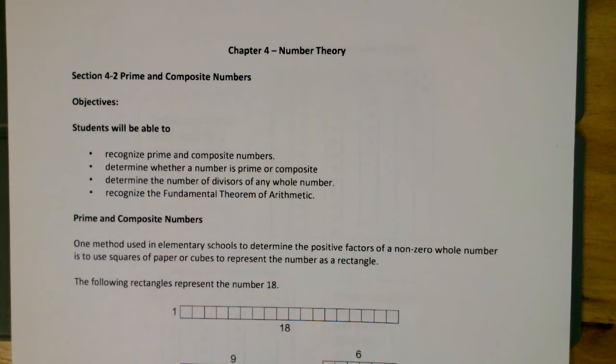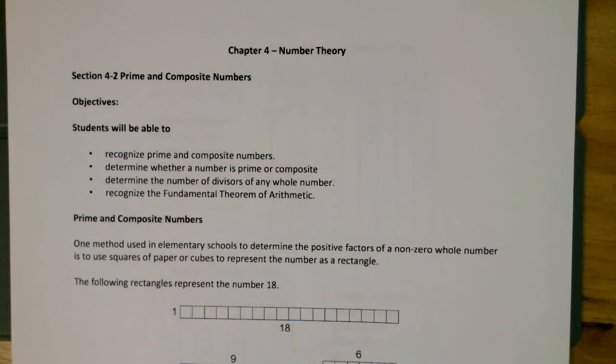In this video, we're going to talk about section 4.2, dealing with prime and composite numbers. In this video, we'll recognize prime and composite numbers, determine whether a number is prime or composite, then determine the number of divisors of any whole number, and recognize the fundamental theorem of arithmetic. All right, so let's talk about what prime and composite numbers are.